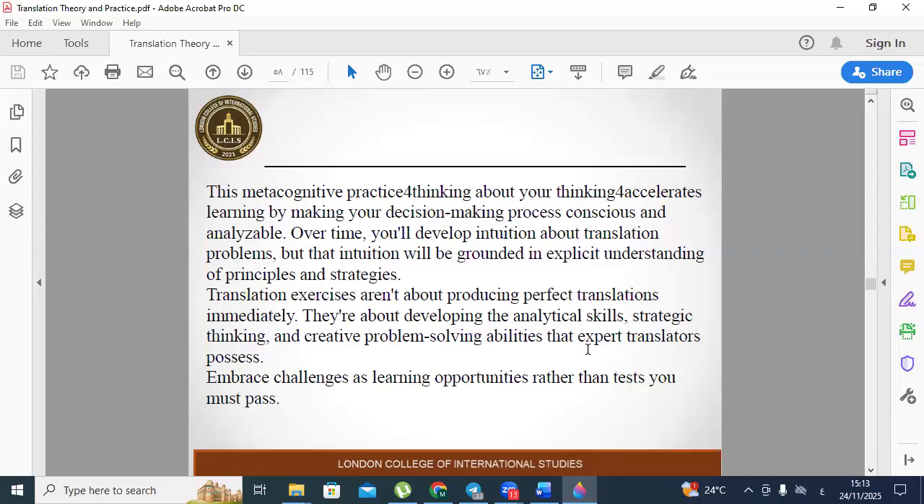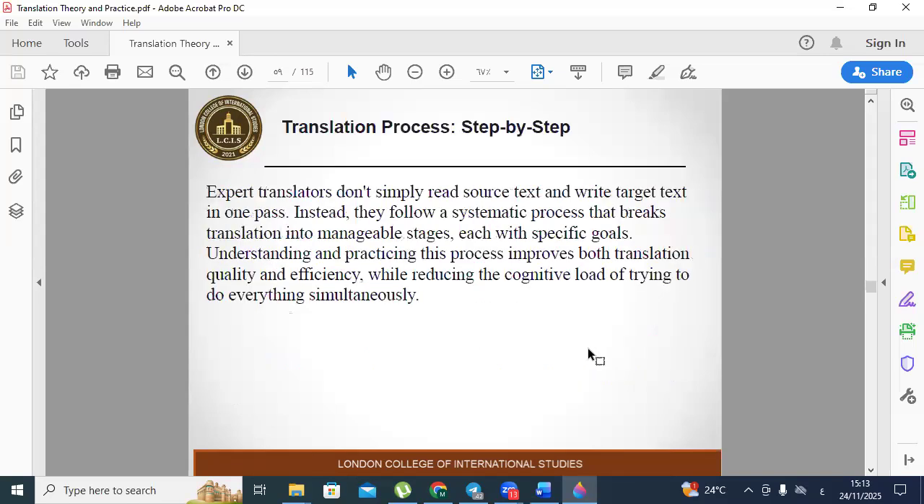Translation exercises aren't about producing perfect translation immediately. They are about developing the analytical skills, strategic thinking, and creative problem solving ability that expert translators possess. Embrace challenges as learning opportunities rather than tests you must pass.